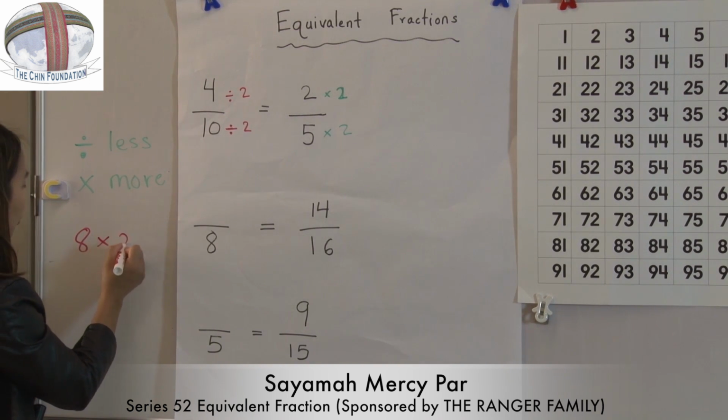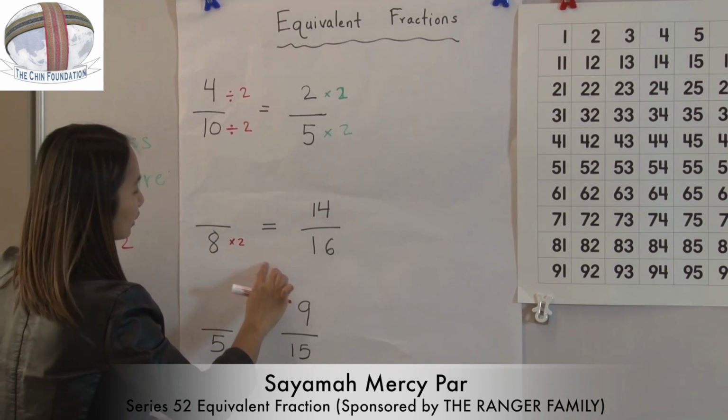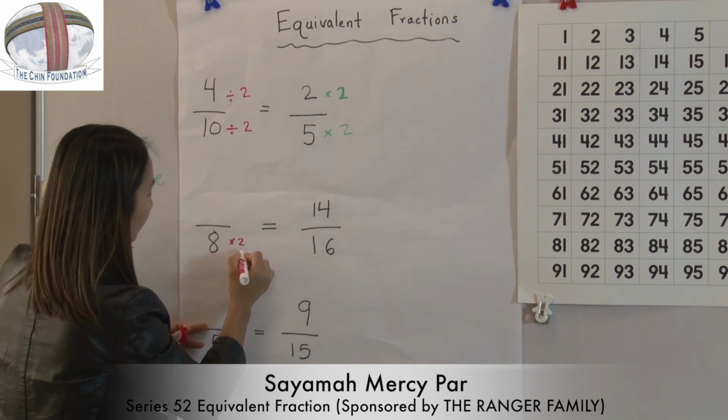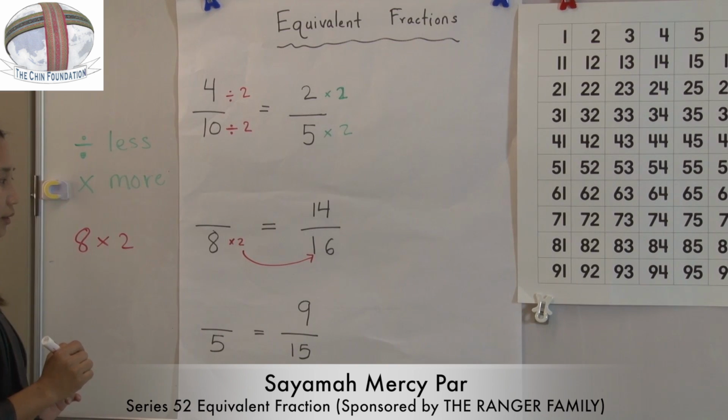So 8 times 2, okay? 8 times 2 is 16. You see that? 8 times 2 is 16. That's how we get to this number.